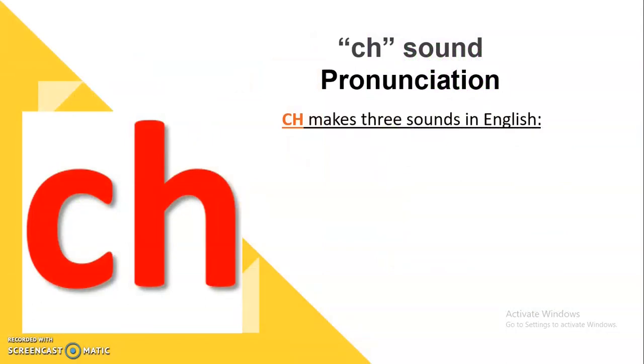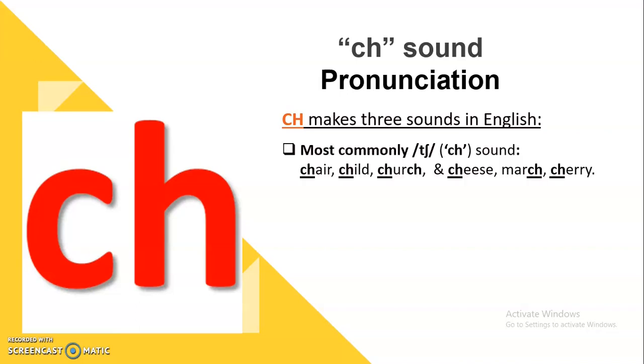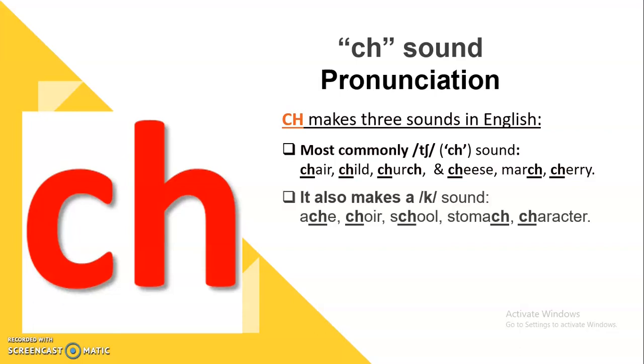First, ch sound pronunciation. So the ch makes 3 sounds in English. First, it is the most commonly used in this way, ch sound. Look at the examples: chair, child, church, cheese, marsh, cherry. This is the most common pronunciation of the letter combination or consonant digraph ch.